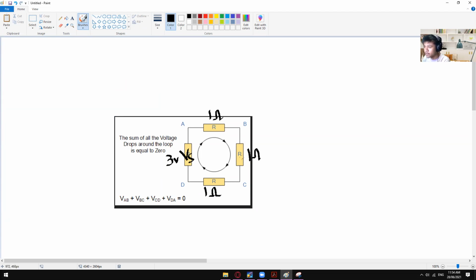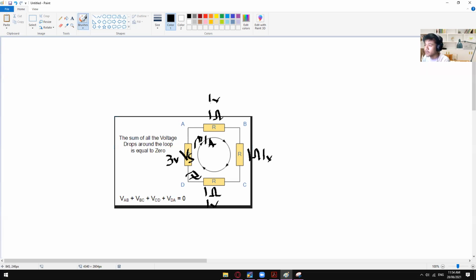Okay, so if you're going to add those, you'll get a total current of 1 ampere. In here, we have a voltage drop. As you can see, if you solve this one, we have a voltage drop of 1 volt, another voltage drop of 1 volt, and then another voltage drop of 1 volt. So as it goes back right here, it is now equal to 0.